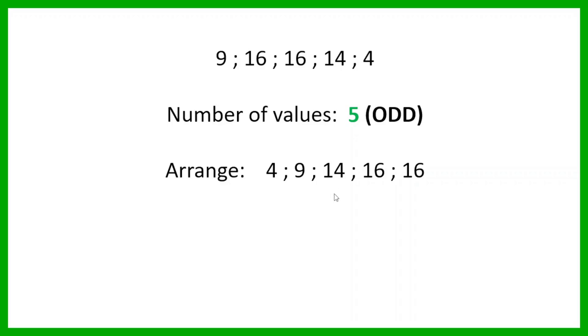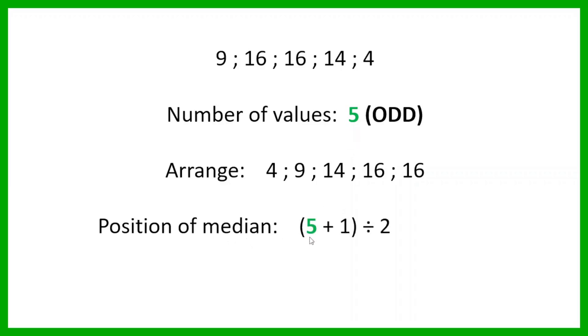So I'm going to show you how to do that now quickly as well. The position of the median we find by taking the number of values, which is 5, and adding 1 to it. So that gives us 6. And then we divide that by 2, giving us 3. So the third value is where we're going to find our median. So 1, 2, 3. Once you've got them in ascending order, you just find the third value, and that's where you're going to find your median. So our median for this one is 14.